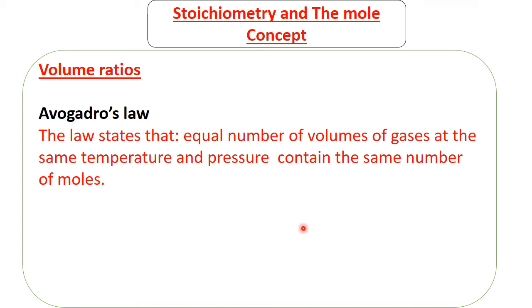So there is another way in which Avogadro's Law can be stated, and the other way is: equal volumes of gases at the same temperature and pressure contain the same number of moles. So if you have two different gases, let's say hydrogen and nitrogen, and hydrogen is 20 centimeter cubed and nitrogen is also 20 centimeter cubed, it means the number of moles present in these gases are the same.